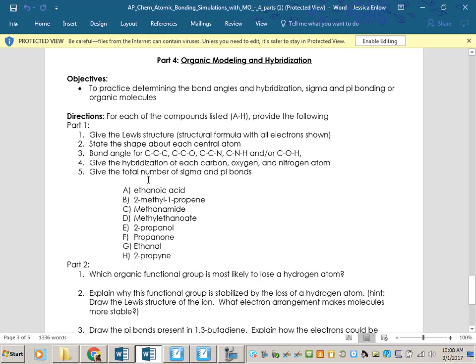This is a part I know you can do, for sure. Drawing these structures, and you might have to look them up if you don't remember how to do your organic. Give the Lewis dot, state the shape around each atom. You're looking at electron domains for that.